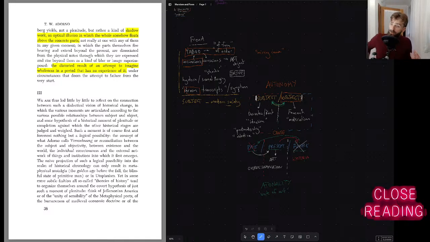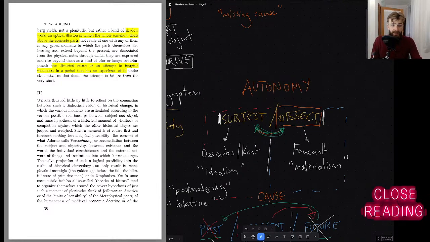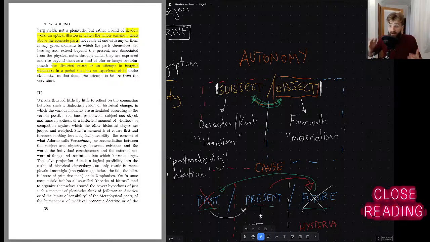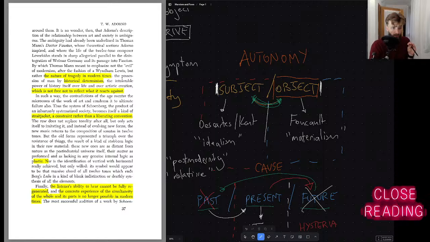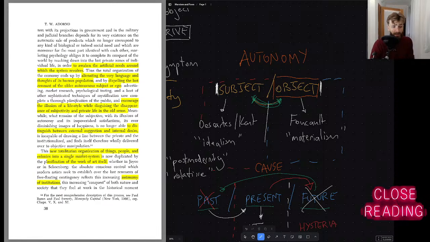Okay, so autonomy we have come to see is a word that is a way of designating on which side of the subject-object dialectic something falls. In the case of this new totalitarian organization of things, people, and colonies into a single market system, not a good situation, obviously, which is duplicated by the planification of the work itself. And we saw the planification here is this dispelling of the last remnant of the older autonomous subject or ego.